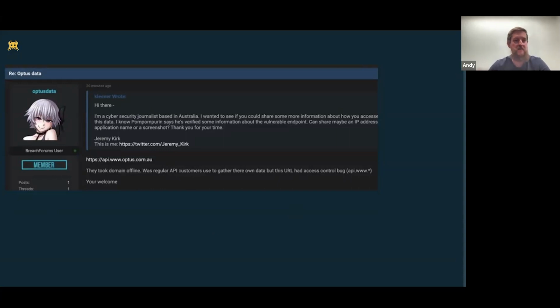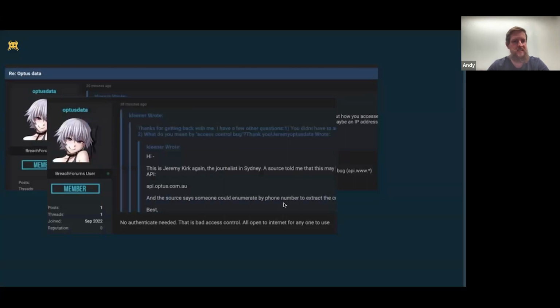Optus took the domain offline. Great, pretty standard response if you see something going wrong. It was a regular API that customers use to gather their own data, but it had an access control bug. Cool, okay, what is this access control bug? So Jeremy asked, and the response was, well, there was no authentication needed. It's bad access controls. It was open to the whole internet for anybody to use.